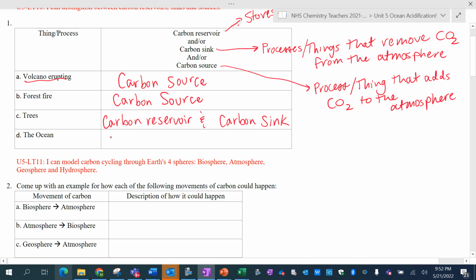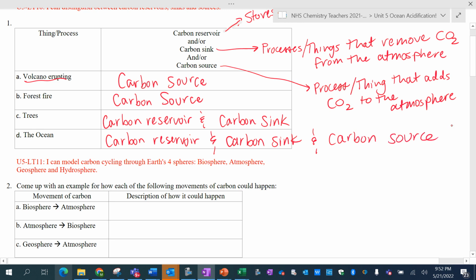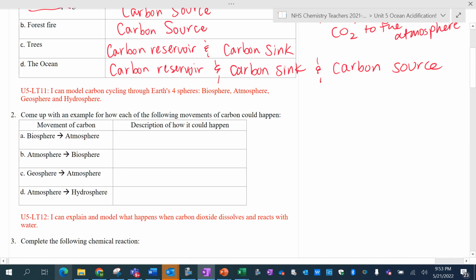And the ocean would also be considered both a carbon reservoir since it stores a lot of carbon, and it's also a carbon sink. And especially after our speaker, you could also make an argument that it's a carbon source because as the ocean heats up, it can't hold as much carbon dioxide. It's not as soluble in warmer water, and so it will go into the atmosphere.